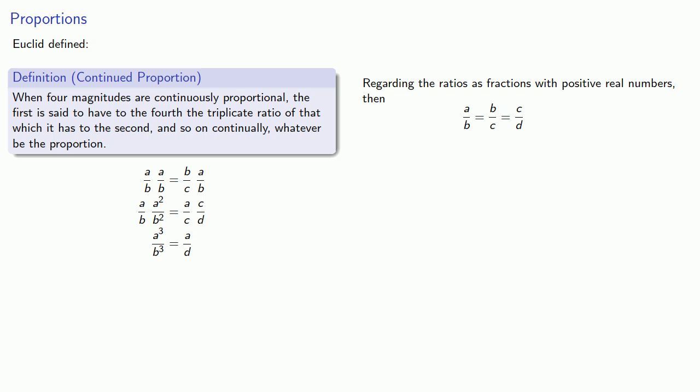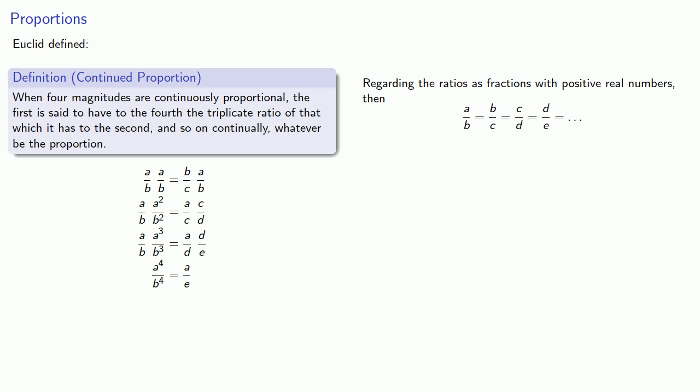But Euclid says we can go on. So suppose I extend our continued proportionality, C is to D as D is to E. And remember, these are all equal to A over B. So if I multiply on the left by A over B, and on the right by D over E, we get... And now I have the ratio of fourth powers is equal to the ratio between the first and the fifth.